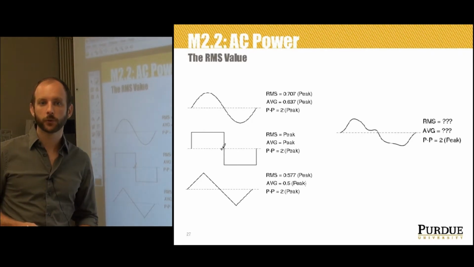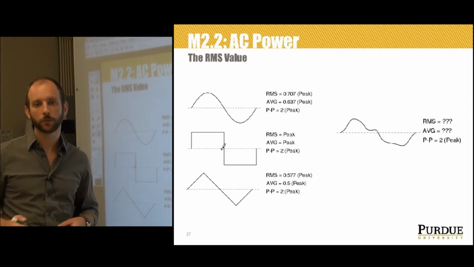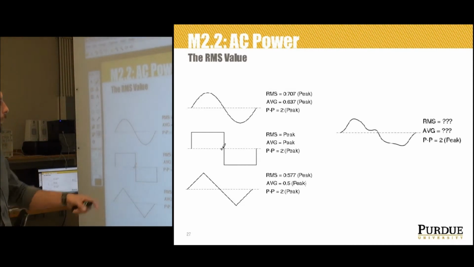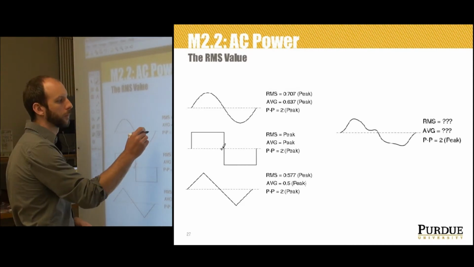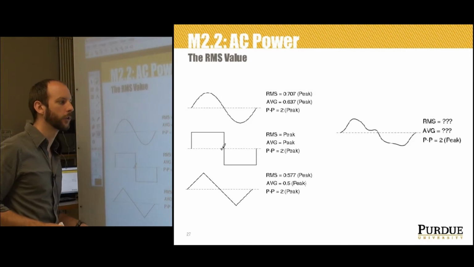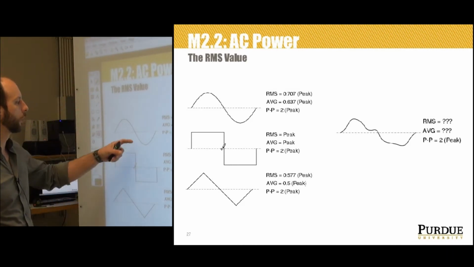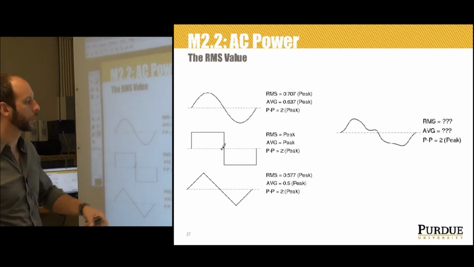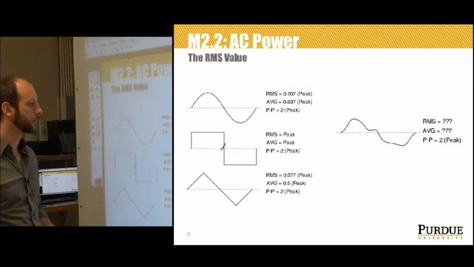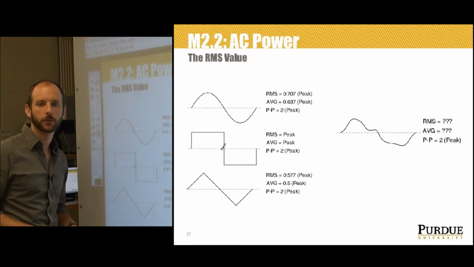Simple conversions also exist for other pure waveforms. I'm not going to show the derivations of those, but for a sinusoidal waveform, remember that RMS is 0.707 times the peak value. The average value of the waveform, if we were to do the squaring only, is 0.637 times the peak, and the peak-to-peak value is 2 times the peak.